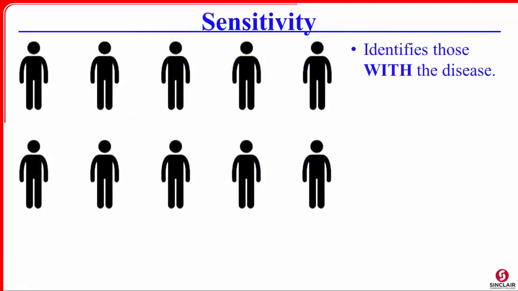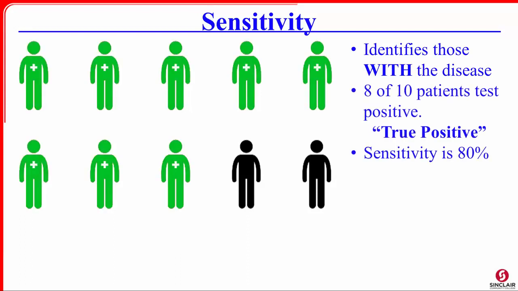Sensitivity is the ability of a test to identify patients that have the disease. So let's say these 10 people on our left here all have the disease, and in our context of physical therapy, we'll call it a rotator cuff tear. If I have a test that picks up 8 of 10 of those patients as being positive, then those are true positives. Sensitivity then is 80%.